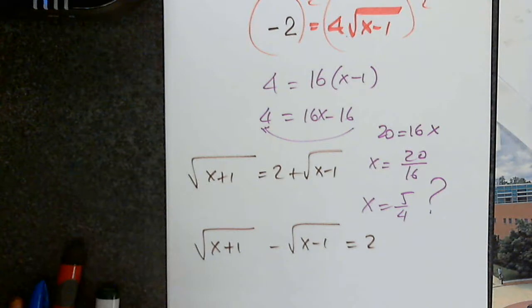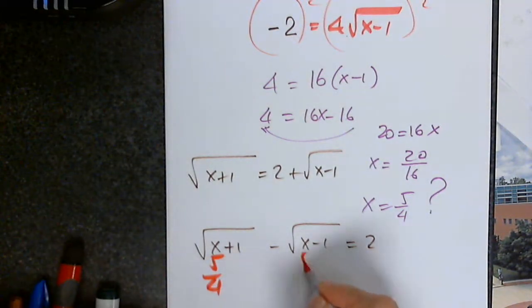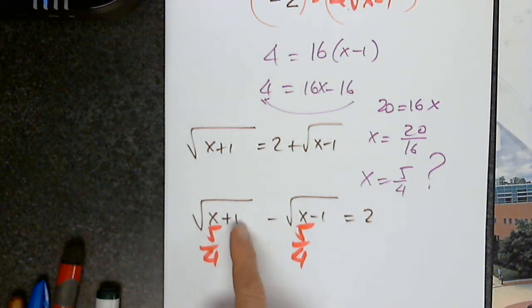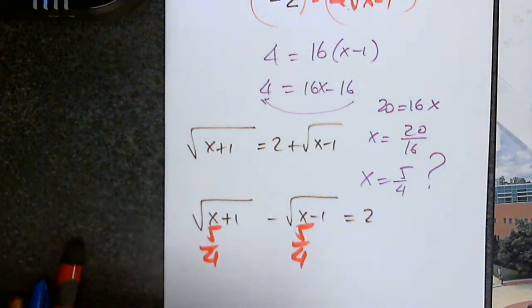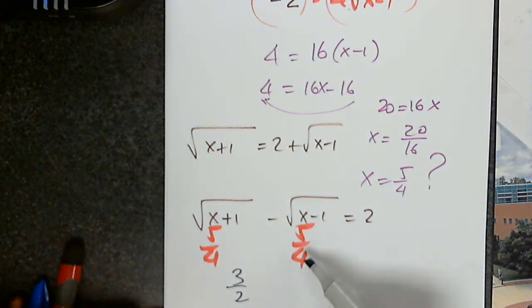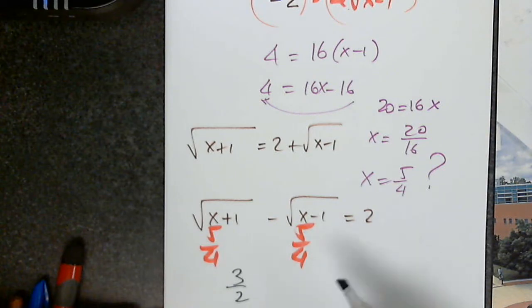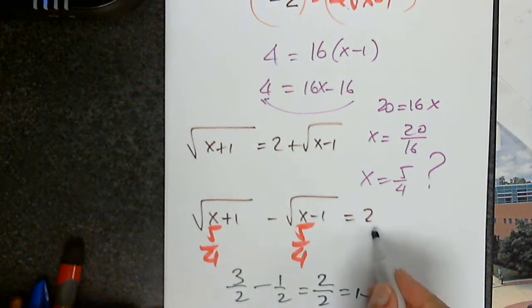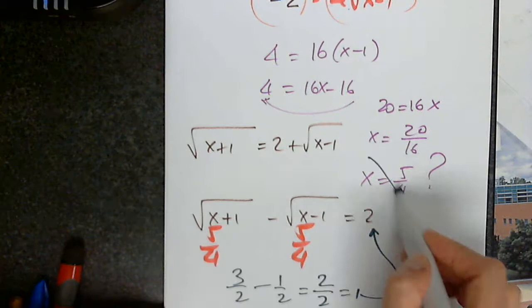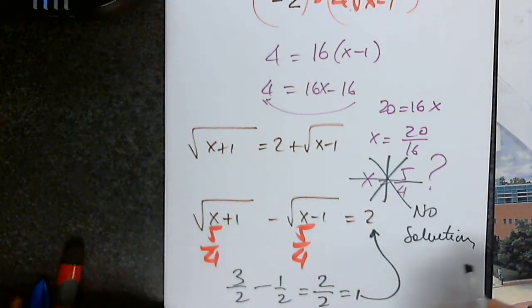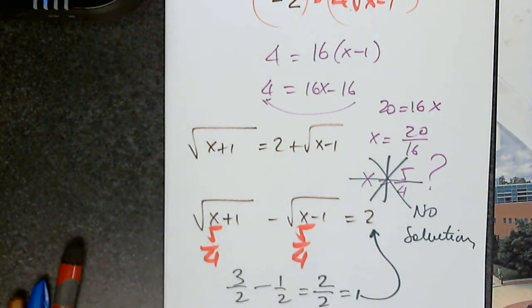So 5/4, I'm checking 5/4. 5/4 plus 4/4 is 9/4. Square root of 9/4 is 3/2. 5/4 minus 4/4 is 1/4. The square root of 1/4 is 1/2. 3/2 minus 1/2 is 2/2, which is 1. Is 1 the same thing as 2? No. The equation has no solutions. We knew that from the beginning.